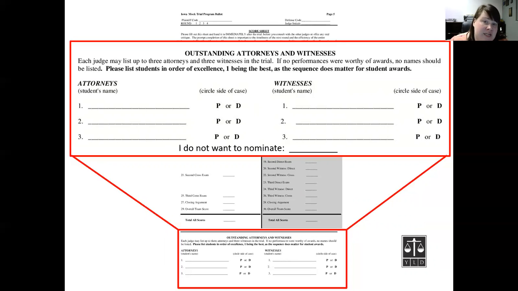But if you didn't see anything you thought was worthy of calling out, you don't have to list anyone. If you only saw 1 performance or 2 performances that were worth nominating, list those 1 or 2. It's totally up to you, and this is a decision for each judge. So don't confer with your co-judge, just nominate based on what you saw in that round.